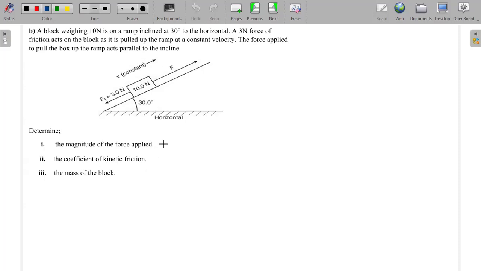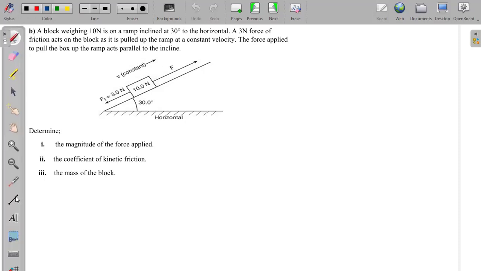So I'll draw my free body diagram. This is my free body diagram. You understand that there is this block which is being pulled up. They've told us to say the weight of this particular block is 10 newtons. So we're going to have weight. Let me just draw it first.